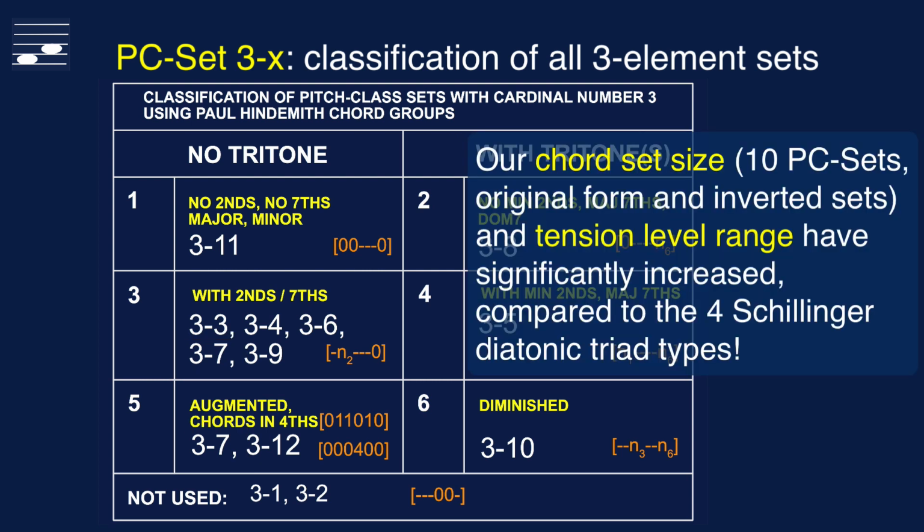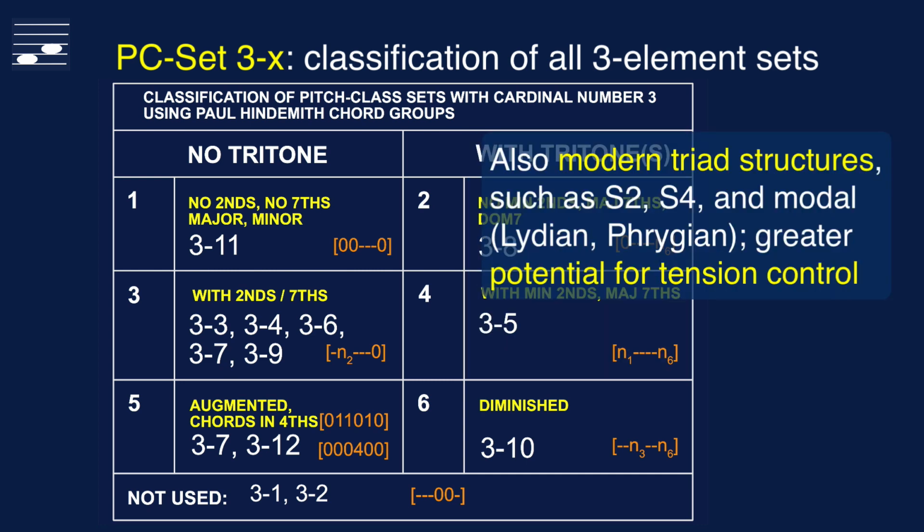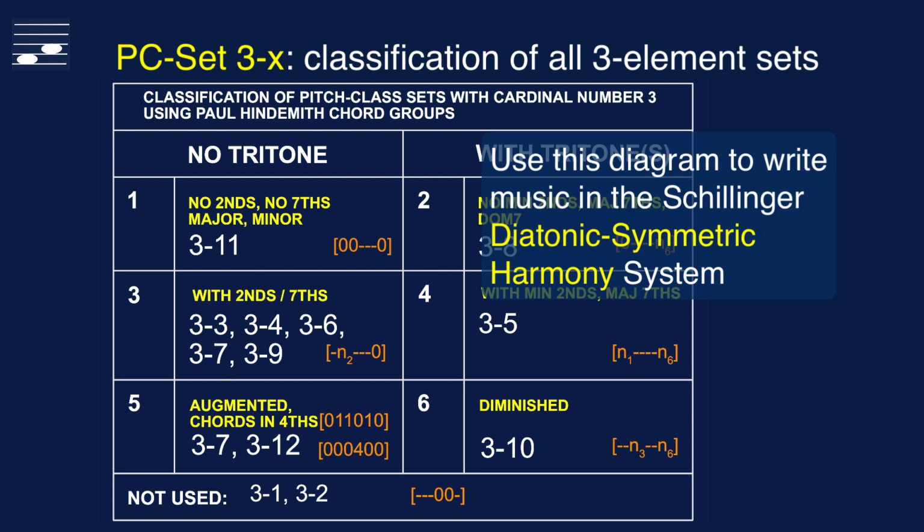So, now we have a much broader spectrum of original and inverted triad types to use for harmonic tension control, when compared to the 4 Schillinger diatonic triad types. This set includes modern chord types, such as the triads without the third, that is, the S2 and S4 frequently used in pop and film music, and the Lydian and Phrygian modal triads. Using this diagram, we now may write more interesting chord progressions in Schillinger Diatonic-Symmetric harmony.